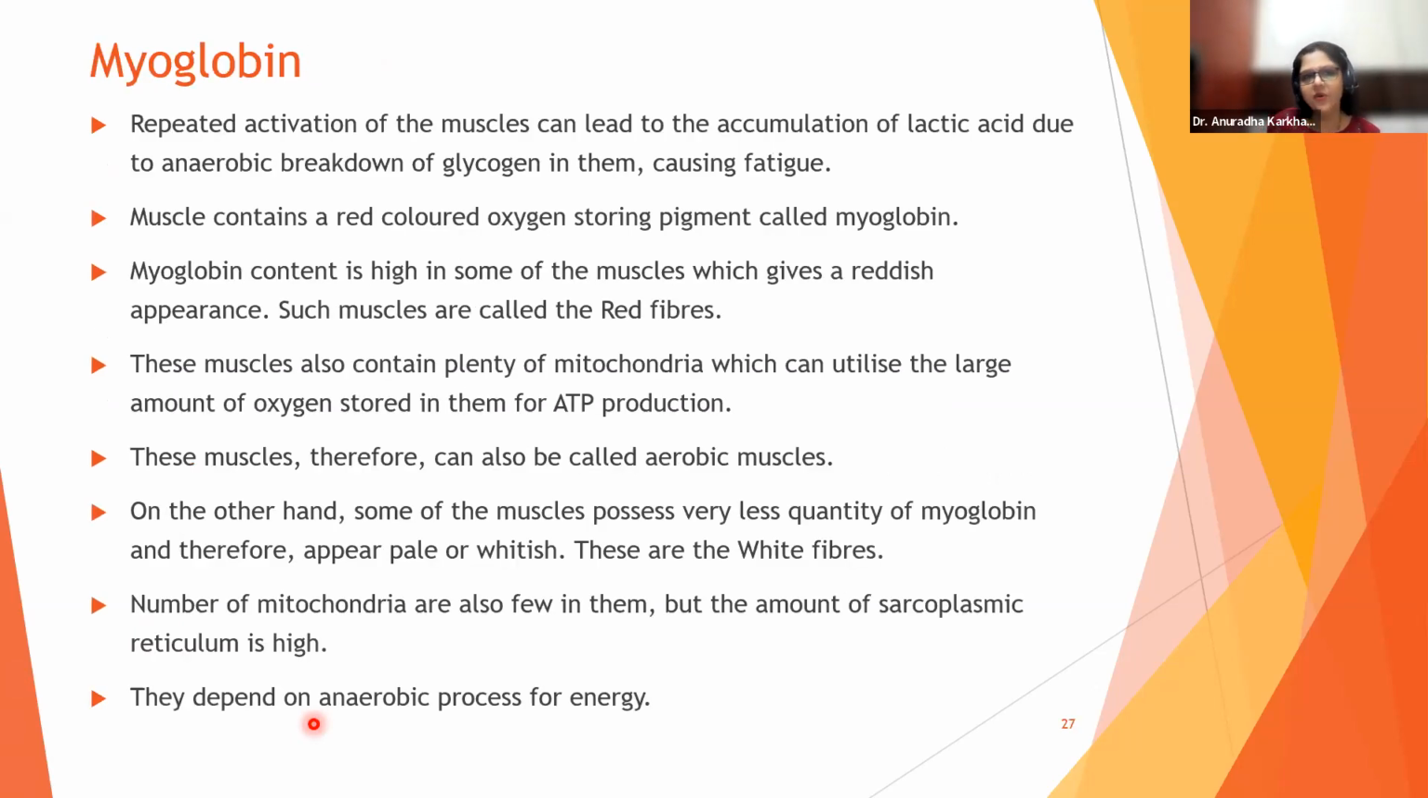Right. Now we come to myoglobin. Repeated activation of muscles can lead to accumulation of lactic acid due to anaerobic breakdown of glycogen in them, causing fatigue. Muscle contains a red colored oxygen storing pigment called myoglobin. It's not called hemoglobin, it's called myoglobin of muscles.